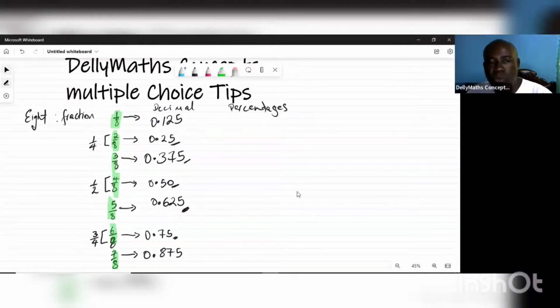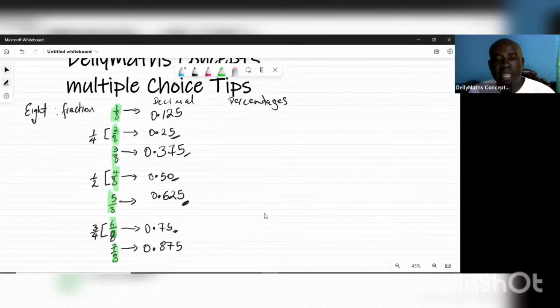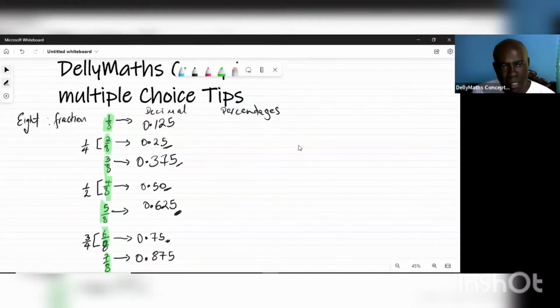1/8 is 0.125. 2/8 is a quarter, 0.25. 3/8 is 0.375. 4/8 is a half, 0.5. 5/8, a little bit more than a half, 0.625. 6/8, 3/4, 0.75. The last of them is 7/8, 0.875. Let's look at the percentage for these. We're just taking out some ideas. The percentage for 1/8, remember when you're changing anything to percentage, all you have to do is to multiply by 100. So the percentage for 1/8 is 12.5.